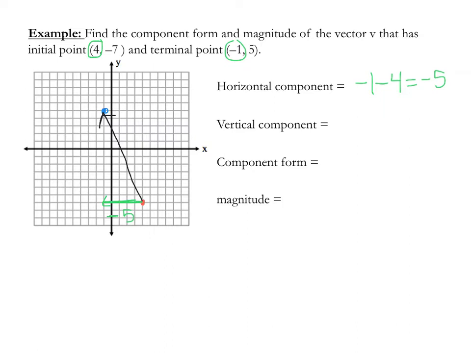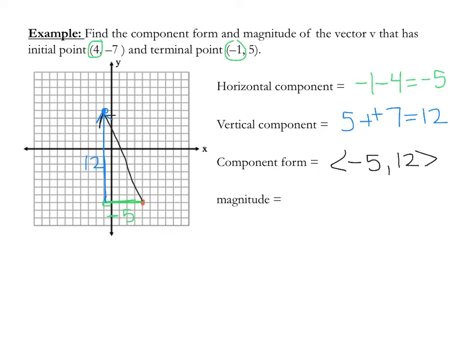The vertical component is how far we're moving, again, from the initial to the terminal. So I'm going up to get to that terminal point, and that's going to be up 1, 2, 3, 4, 5, 6, 7, 8, 9, 10, 11, 12. Which you notice again, if we looked at the terminal minus the initial, I get that same value of 12. So my component form is negative 5, comma 12. If we had moved that up to the origin, that's where the terminal point would have been.